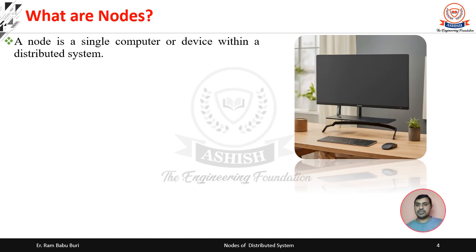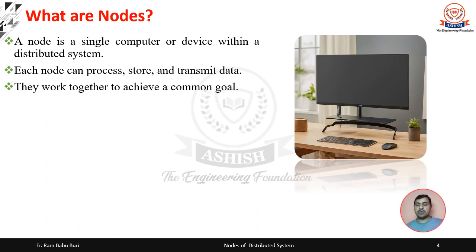A node is a single computer or device within a distributed system. Think of nodes as individual building blocks that come together to form a larger distributed structure. Each node has its own capabilities and contributes to the overall functionality of the system. It means each node can process, store, and transmit data. They work together to achieve a common goal, that is called distributed system nodes.